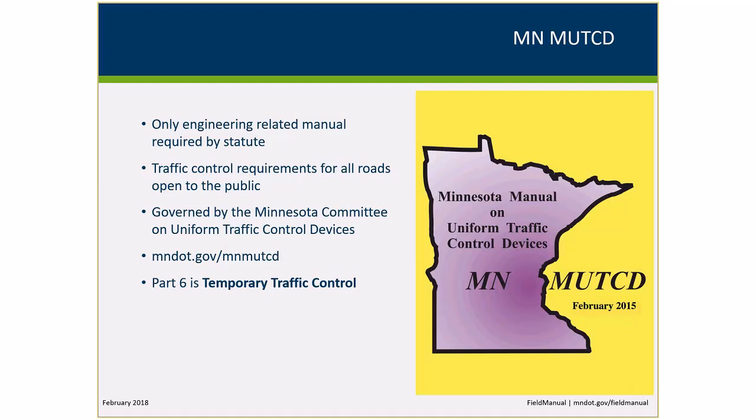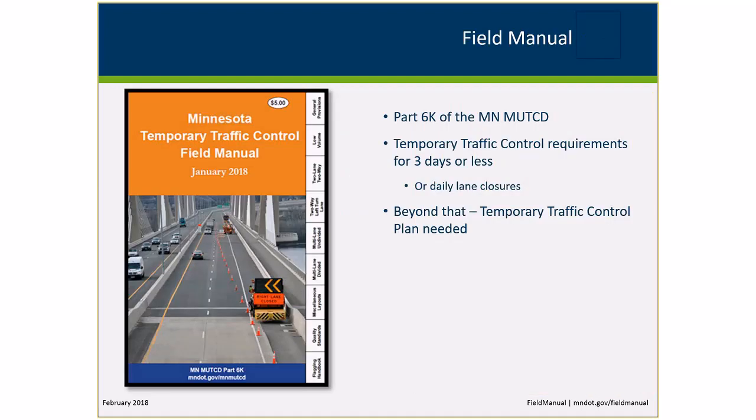On the screen there, you can see what the address is to be able to get to the MnMUTCD. The entire document is probably about 4 or 5 inches thick, so it's a really big document. Part 6 within the document is specifically for temporary traffic control, and within that chapter is the field manual. Part 6K of the MnMUTCD is the field manual. It's included in the manual, but we also publish it as a separate document because it is very useful to have that separate document out in the field. It's used by anyone who's doing temporary traffic control in the state, or at least it ought to be, because it is required to be used on any of the roads open to the public.